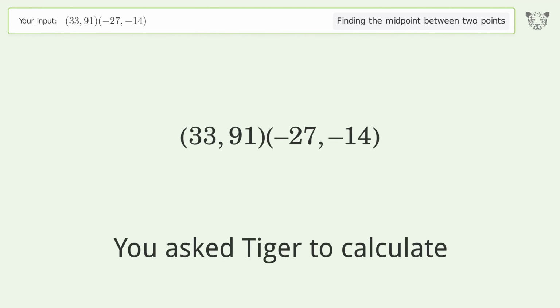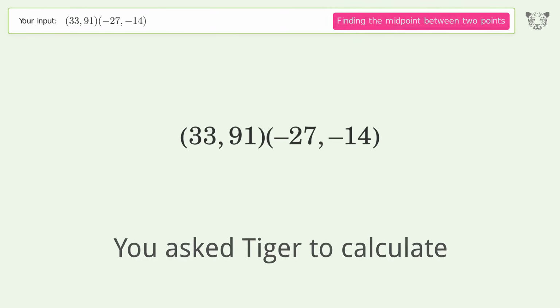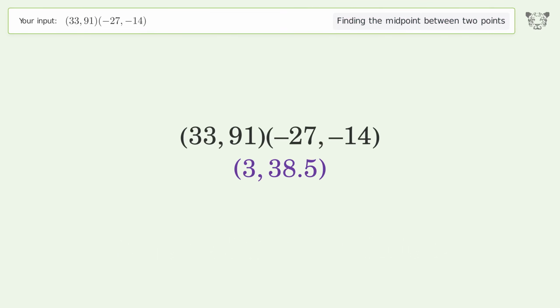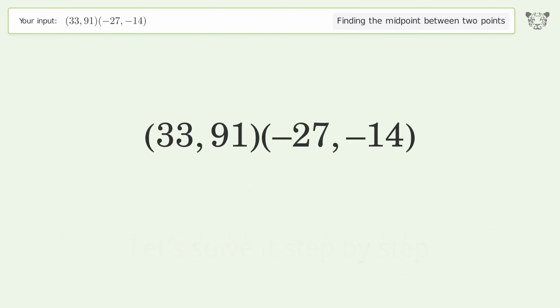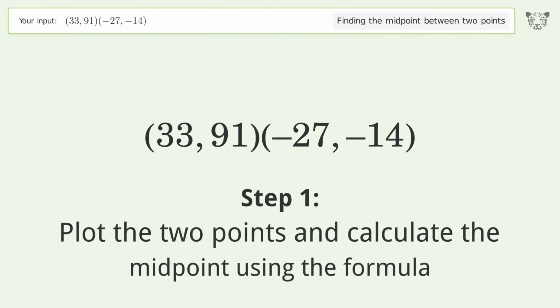You ask Tiger to calculate. This deals with finding the midpoint between 2 points. The midpoint between the 2 points is 38.5. Let's solve it step by step. Plot the 2 points and calculate the midpoint using the formula.